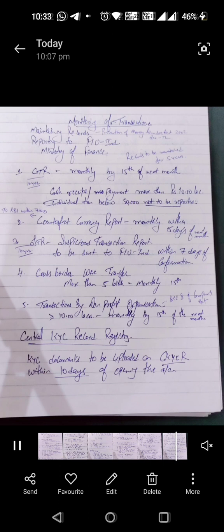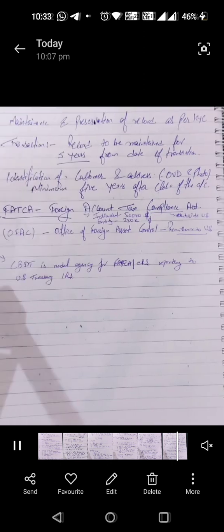Then we have central KYC record registry. That is a KYC document to be uploaded on CKYCR, that is Central KYC Record Registry. It is mandated by the RBI. It should be done within 10 days. Maintenance and preservation of record as per KYC. Transaction records to be maintained for 5 years from the date of transaction, not from the date of opening the account. It is from the date of transaction.